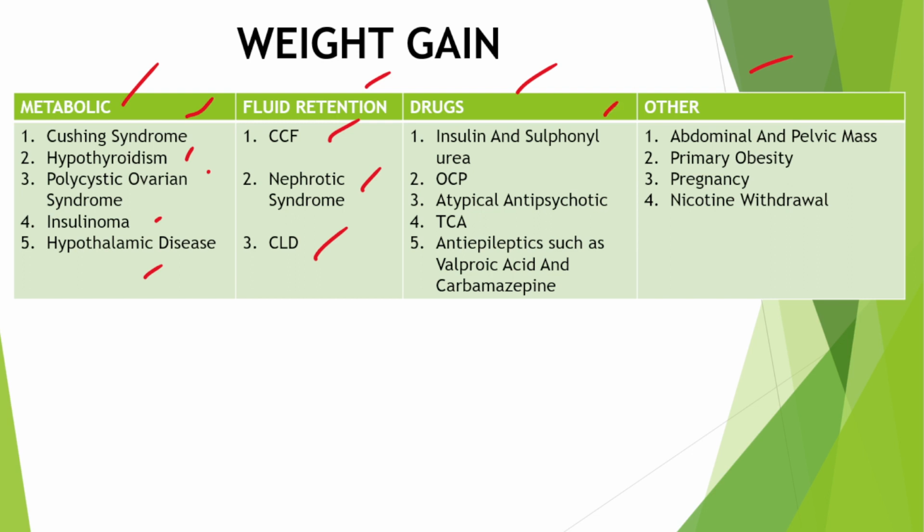Drugs: insulin, sulfonylurea, oral contraceptives, and antipsychotic medication like olanzapine, clozapine, and risperidone cause weight gain. Tricyclic antidepressants like amitriptyline cause weight gain. Anti-epileptic medication such as valproic acid and carbamazepine cause weight gain. Other causes are abdominal and pelvic mass, primary obesity, pregnancy, and nicotine withdrawal. So smoking history is important.